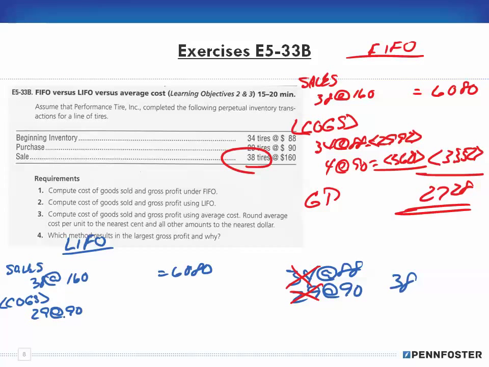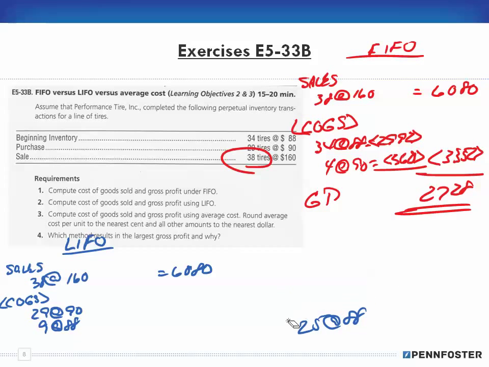So I take out 9 at 88, which would give me my ending inventory of 25 at 88. That's what would be my ending inventory, but I'm not concerned with that. That's just a byproduct of doing this. So 29 at 90 is 2,610, and 9 times 88 is 792.